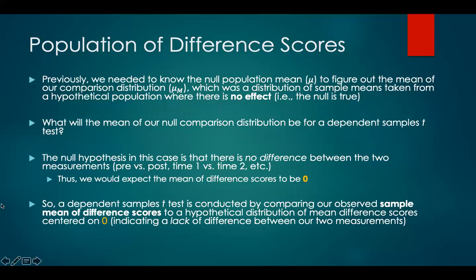Now, what will the mean of our null comparison distribution be for a dependent samples t-test? Well, the null hypothesis in this case is that there is no difference between the two measurements, so from pre to post, or time 1 to time 2. Thus, we would expect the mean of difference scores to be 0. So a dependent samples t-test is conducted by comparing our observed sample mean of difference scores to a hypothetical distribution of mean difference scores centered on 0, indicating a lack of difference between our two measurements.